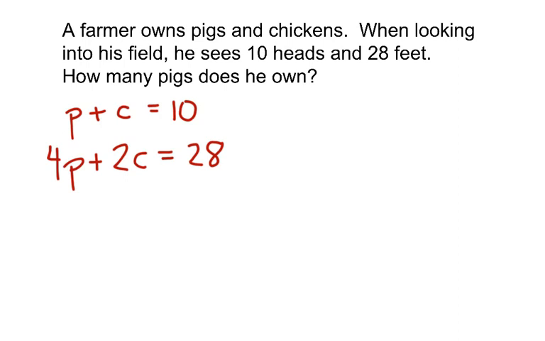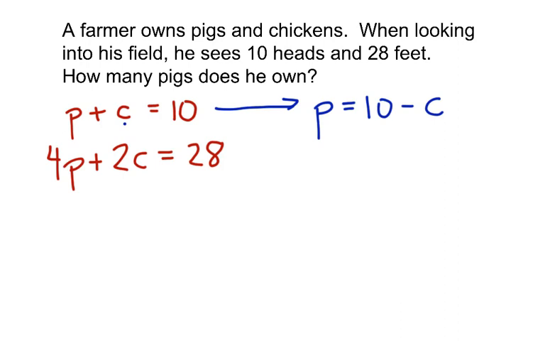The way that we're going to do this is using something called substitution, which I hope you're familiar with, but if not, you're going to see a couple other ways to go about this type of problem in a few minutes. The first thing we need to do here is get one variable by itself so that we can substitute. So I'm going to take this equation here and rewrite it so that P is equal to 10 minus C. We get that by just subtracting C from both sides. On the left side it cancels, on the right side we get 10 minus C.